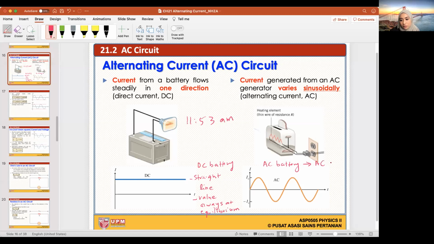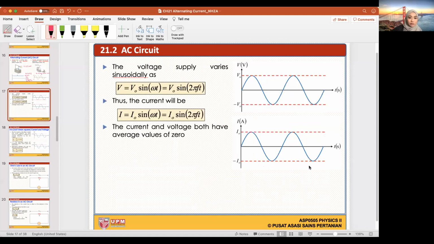You have your AC current. Okay, so your AC current follows a sinusoidal function. We know this already. I just wanted to show you that DC's graph is just a straight line. The voltage supply varies sinusoidally as V equals V naught sine omega t, or omega we can replace with 2 pi f, or 2 pi over period times t.